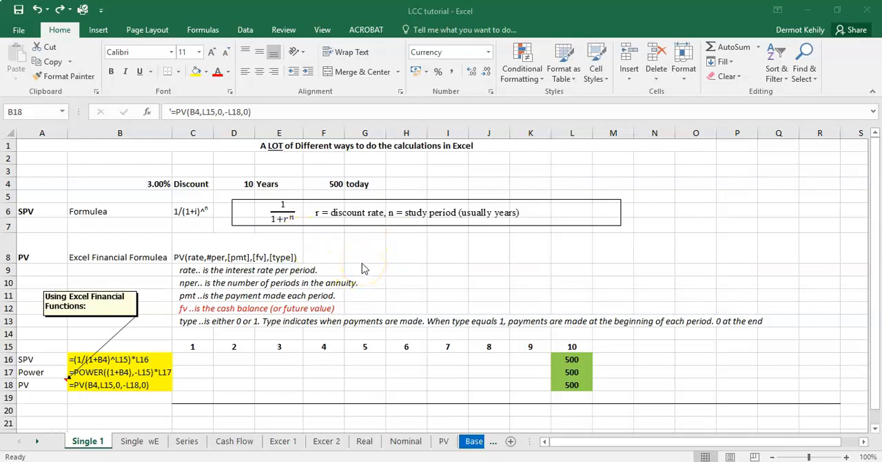Okay, so this is our first tutorial in life cycle costing calculations. We're going to go through incrementally, starting with the basics in terms of present value, to series calculations in life cycle costing, and then to more modeling in terms of life cycle costing and construction costs. But we got to learn the basics first, and we got to learn the functions first before we move forward.